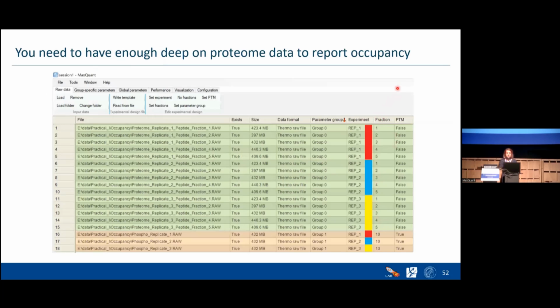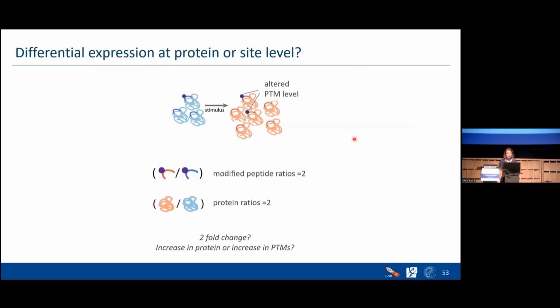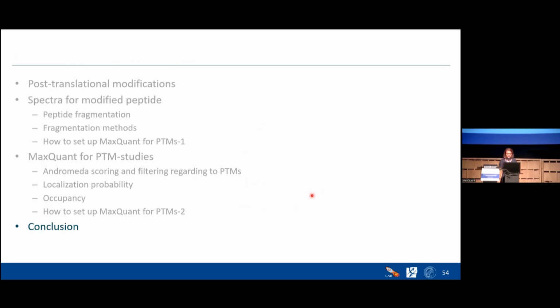But if occupancies are not reported, it's because you don't have enough depth in the proteome. So you need to really go deeper to find the unmodified partner of this peptide, and then you can calculate the occupancy. So it's important what is happening here. There are modified peptide ratios, but is it really a 2-fold change, or is it an increase in the protein and an increase in the PTM?